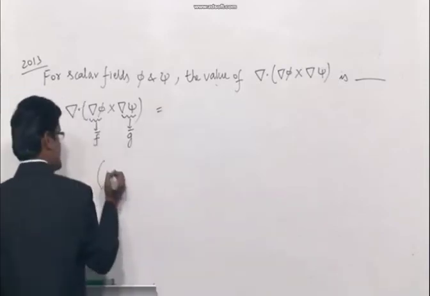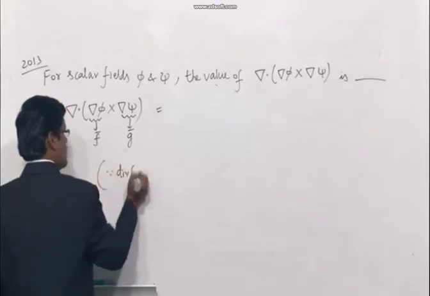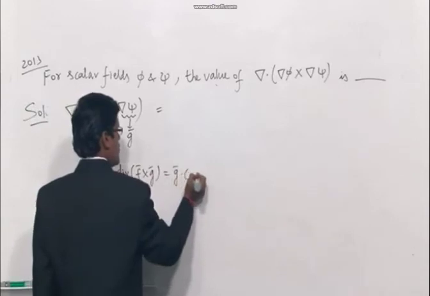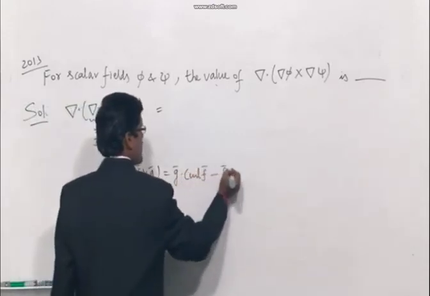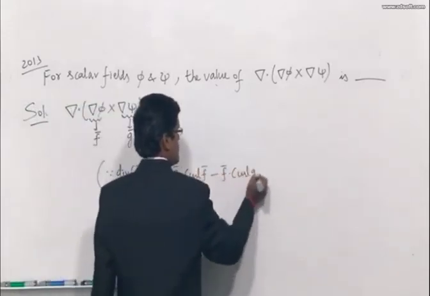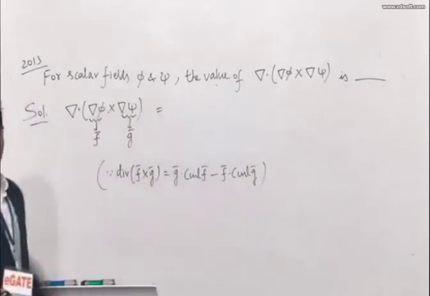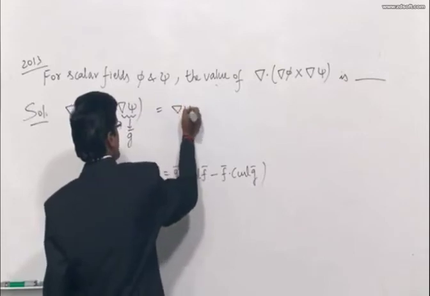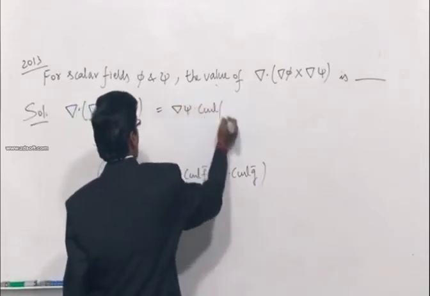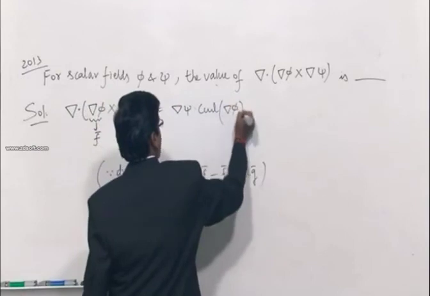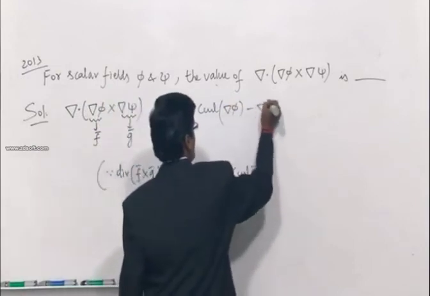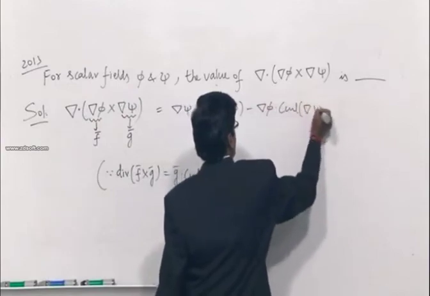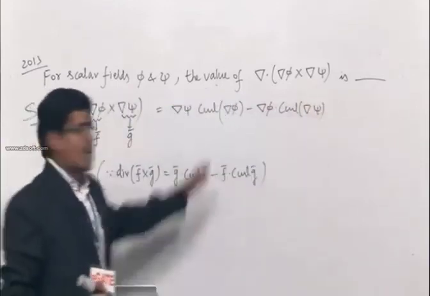So what is this equal to? Since divergence of f bar cross g bar is equal to g bar dot curl f bar minus f bar dot curl g bar, just use this identity and substitute there. That means g bar is del psi, dot curl f bar, where f bar is del phi, minus f bar, that is del phi, dot curl g bar, that is del psi.